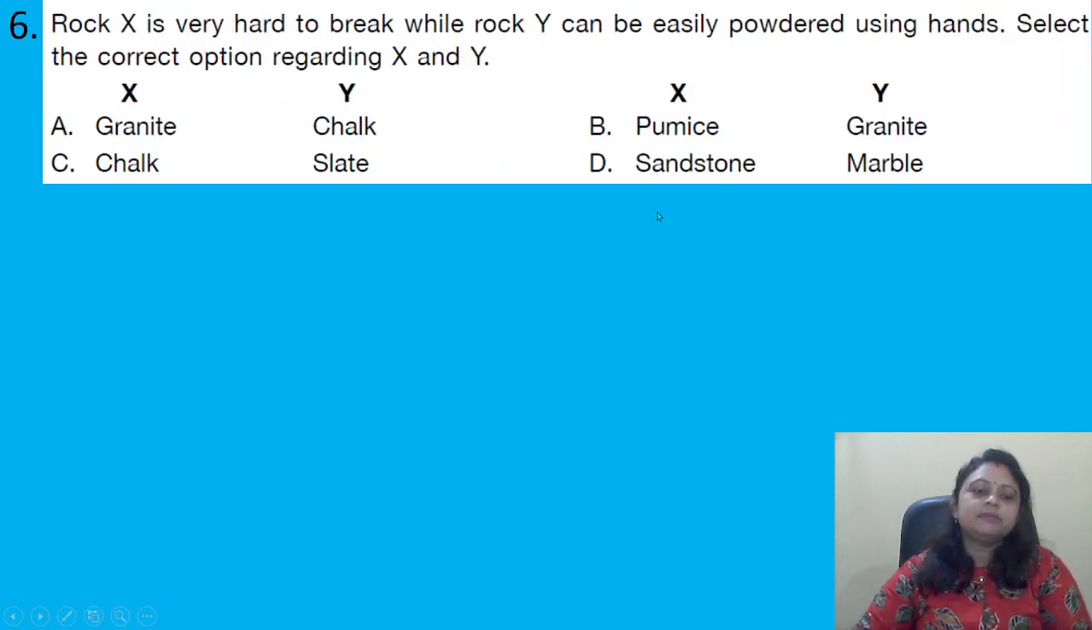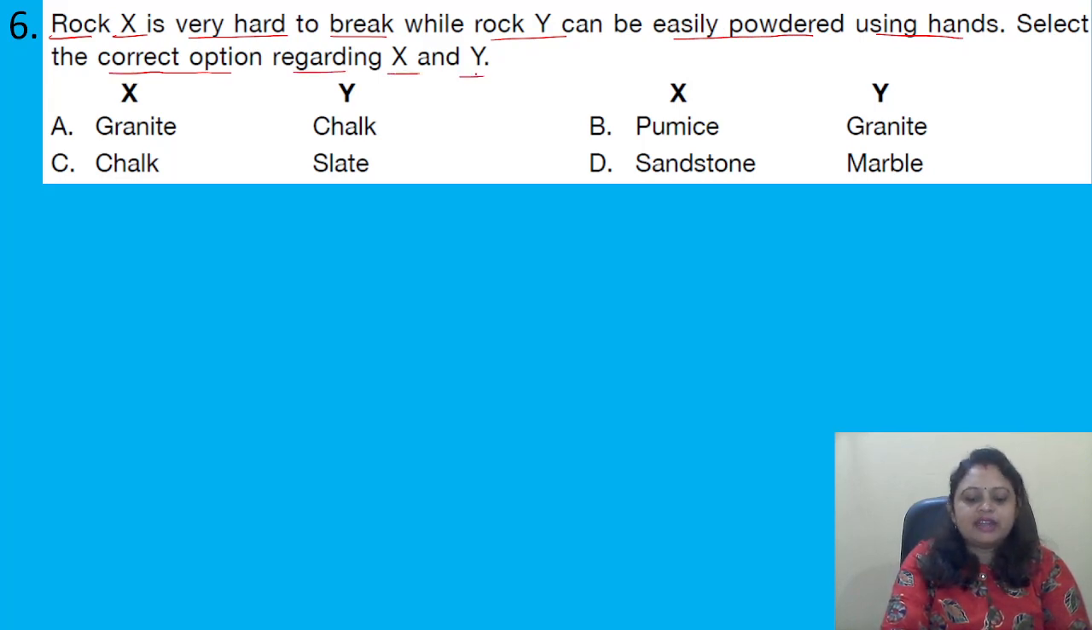Coming to the next question. Rock X is very hard to break while rock Y can be easily powdered using hands. Select the correct option regarding X and Y. Options are A, granite, chalk, B, pumice, granite, C, chalk, slate, D, sandstone, marble. In the question it is given that rock X is very hard to break while rock Y can be easily powdered using hand. We have to find the correct option regarding X and Y. So, it can be option A.